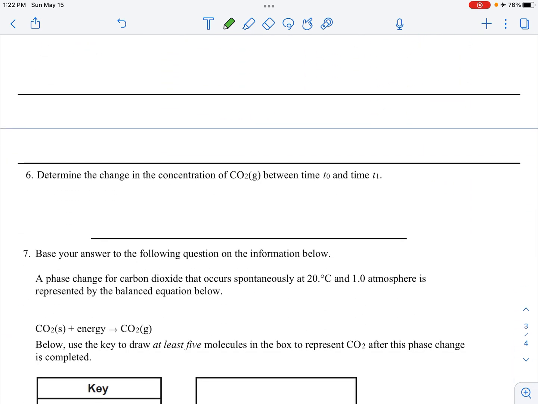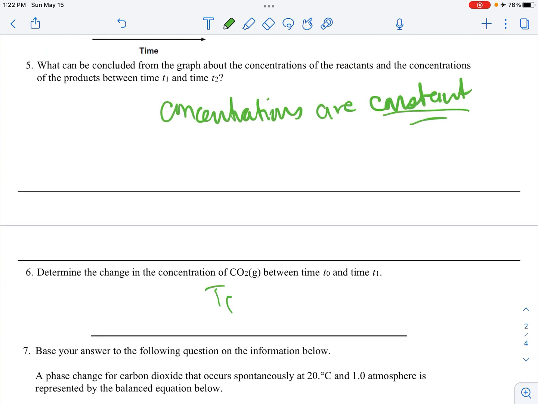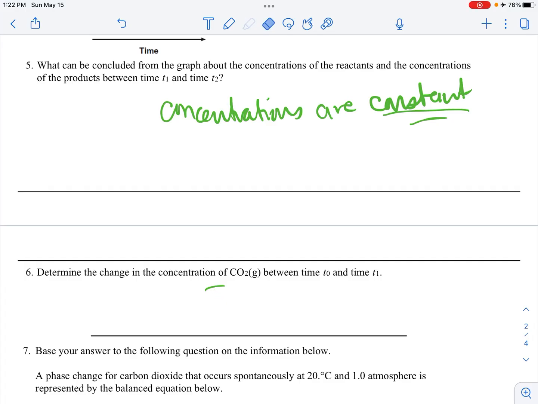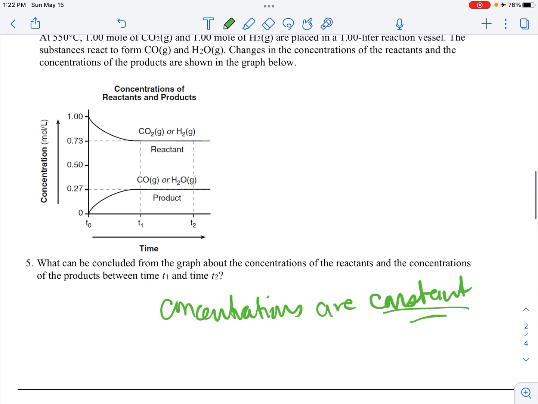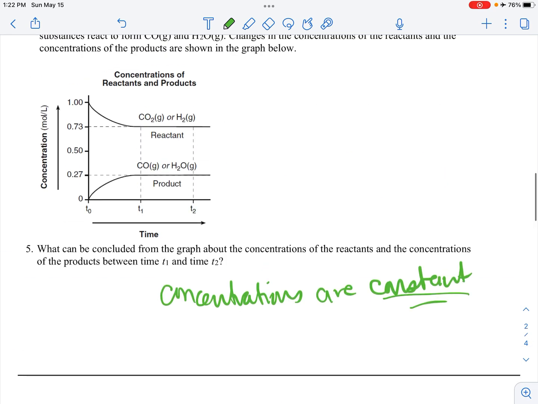Determine the change in concentration of CO2 between T0 and T1. Well, change in it's always T final minus T initial, usually time, but we'll just say T1 minus T0, the change. So T1, this is the CO2 gas. T1 is 0.73. T0 is 1. Why did I even do math on that? Okay.